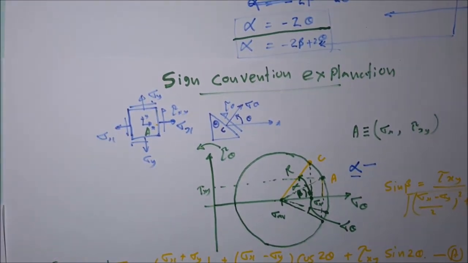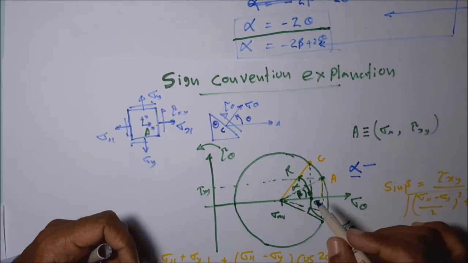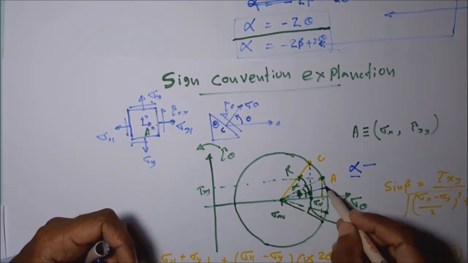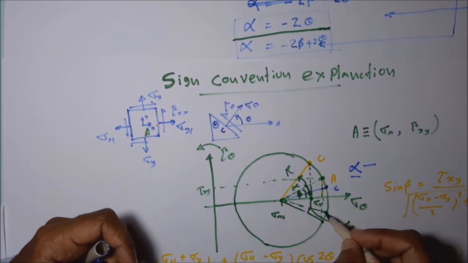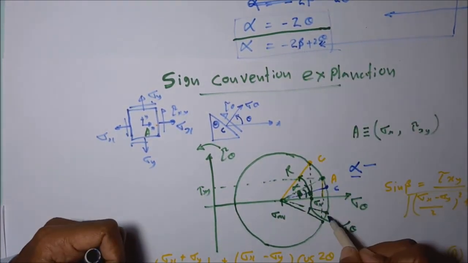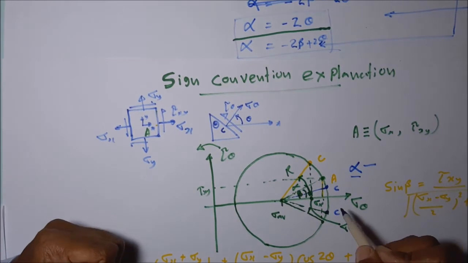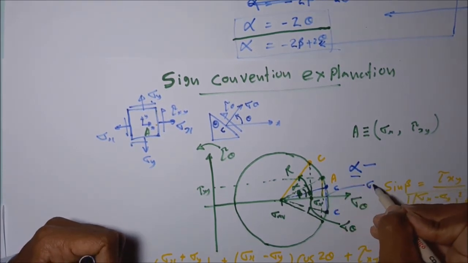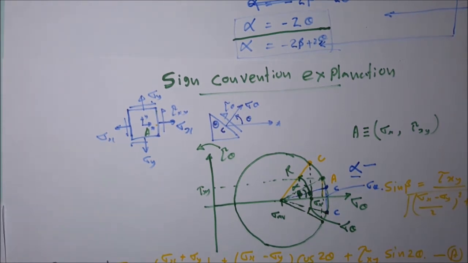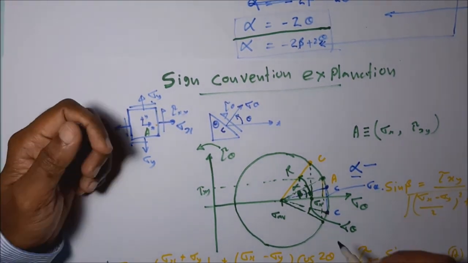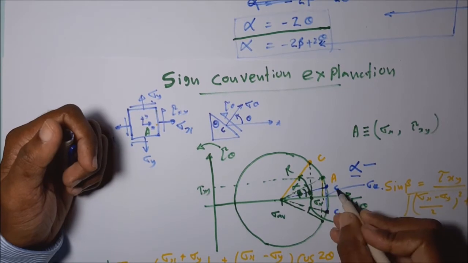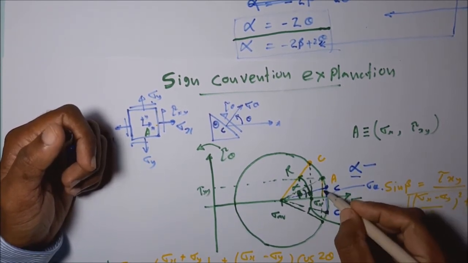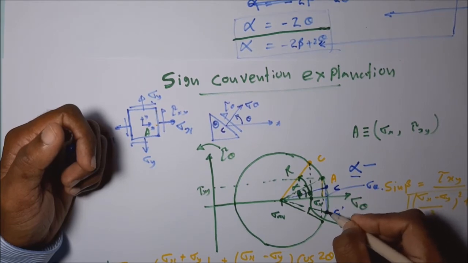According to that we are having two possible points. So what are the two points? This is the one point, the C. Both are representing the sigma theta value. But we can't accept this point. Let's take this is C, this is C dash. Yes, we can accept this C dash point.